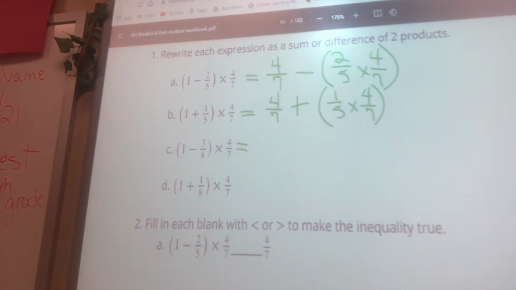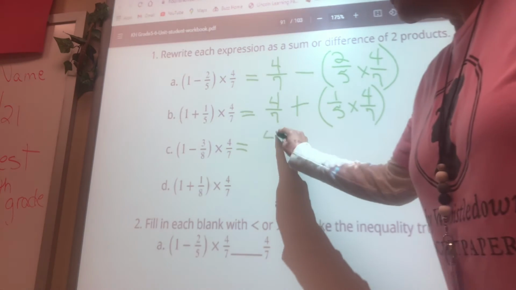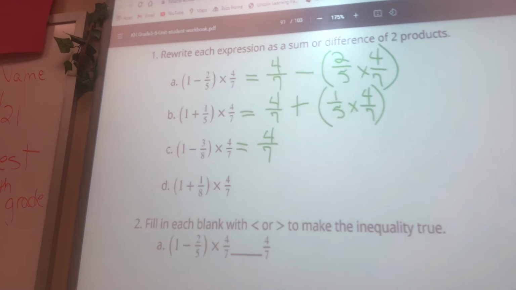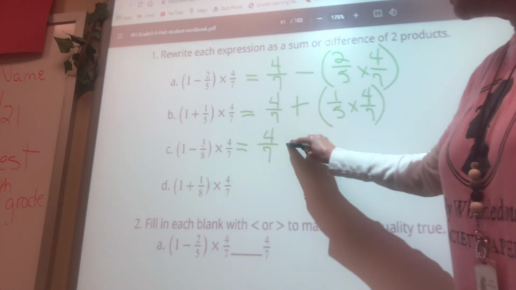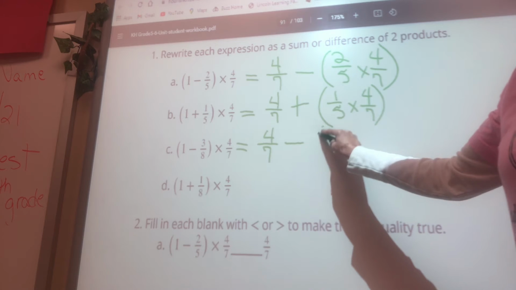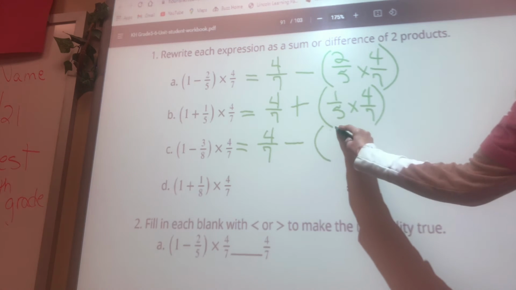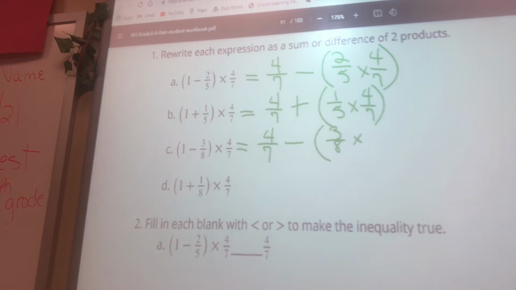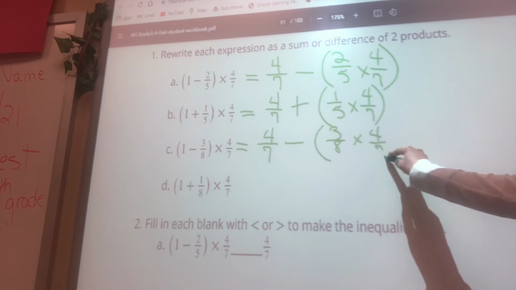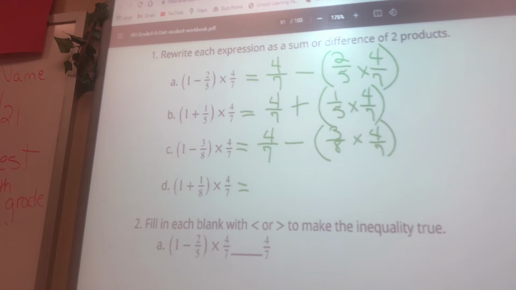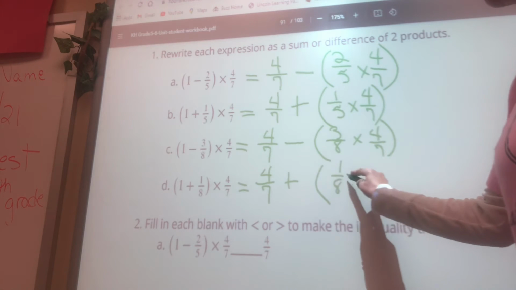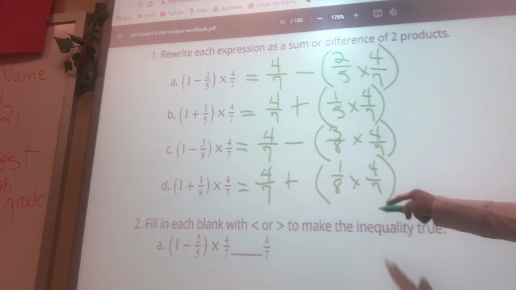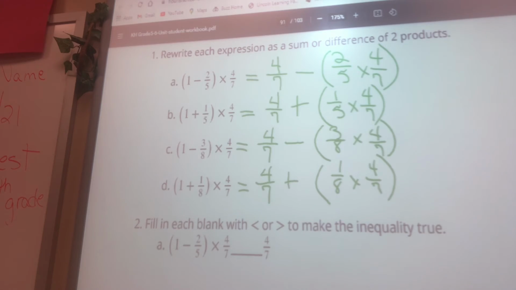All right, how would this one start? 4/7 minus. Minus 3. 1. The minus people were right because we were subtracting, so we're still subtracting. We're just spreading it out differently. And the final one? 4/7 plus 1/8 times 1/5. Okay, so all we did, it's the same information, we just distributed it out differently.